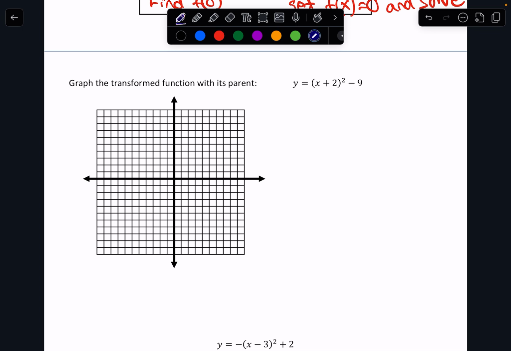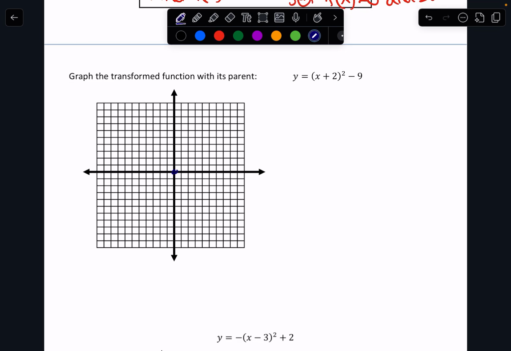Our parent function starts at 0, 0. So the parent function is y equals x squared. And now if we plot those points for the parent function, x and y equals x squared, we get 0, 0. If we do x equals 1, y is 1. If we do x equals 2, then y equals 4. 2 squared is 4. So 1, 1, and 1, 2, 3, 4 right here.